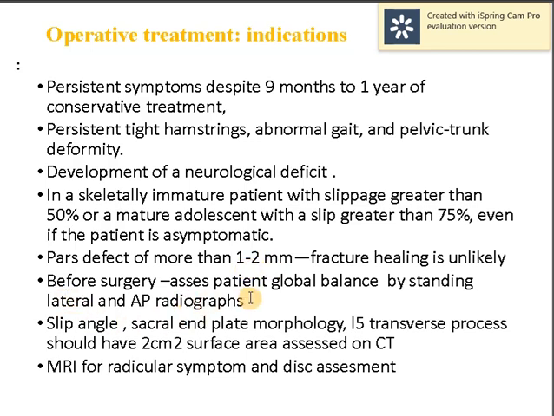Before surgery, the patient is assessed for global balance by standing lateral and AP radiographs. Slip angle, sacral and end plate morphology are checked. The L5 transverse process should have 2 centimeter surface area. MRI is done for radicular symptoms, and this assessment is done.